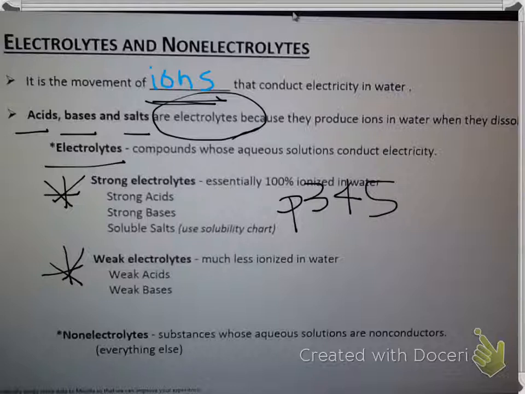As far as bases, what are some strong bases? Sodium hydroxide is a strong base. There are others as well. Sodium nitrate is an example of a soluble salt. Sodium chloride is a soluble salt. Any of the soluble salts, you can use the solubility chart for that. So those are going to be some examples of strong electrolytes. There are others as well. HBr is a strong acid. Calcium hydroxide is a strong base. Barium hydroxide is a strong base. If you go to table 15.3 on page 347, you can see a complete list of your strong electrolytes.